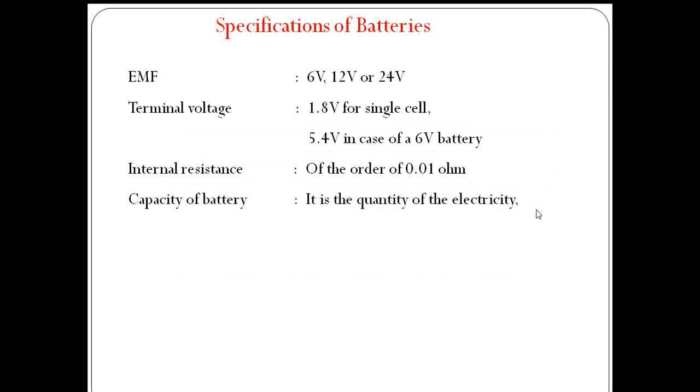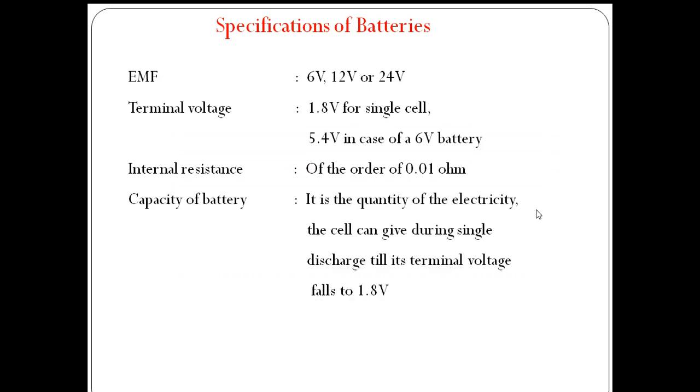Coming to specifications of batteries, the main specifications of batteries are: EMF rating, in the range of 6 volts, 12 volts, or 24 volts. And the terminal voltage will be around 1.8 volts per single cell and 5.4 volts in case of a 6 volt battery. Internal resistance is of the order of 0.01 ohms, so very small internal resistance.